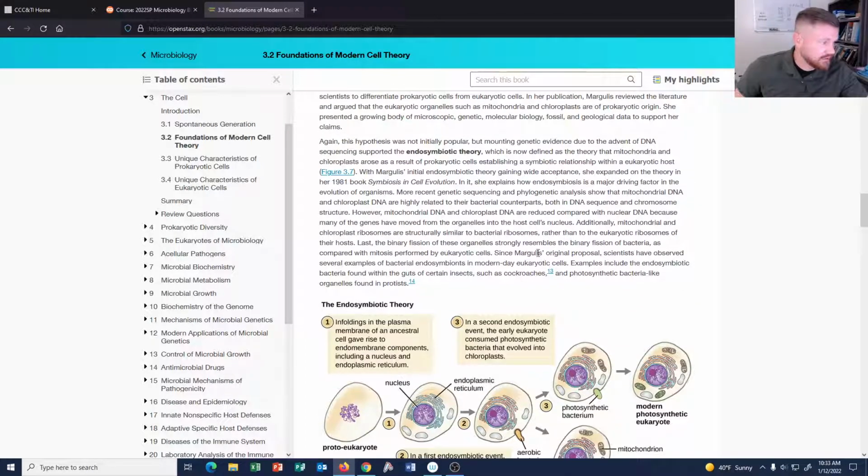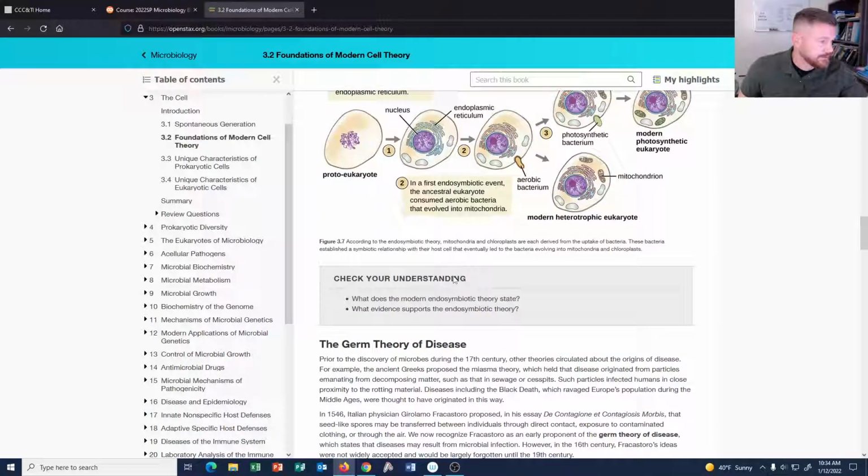When Margulis first presented this idea, she was kind of laughed at, and people said there's no way that's true. But more and more, we're finding out that everything just lines up. Her hypothesis was that those things were engulfed, so let's test that. DNA, cell membranes, the way it divides, the ribosomes, on and on, everything lines up, so that indeed is what happened.